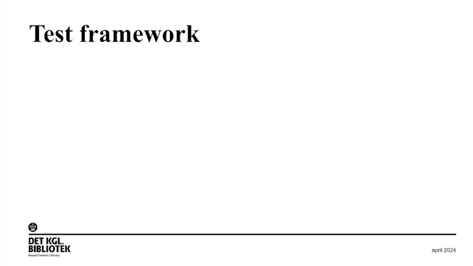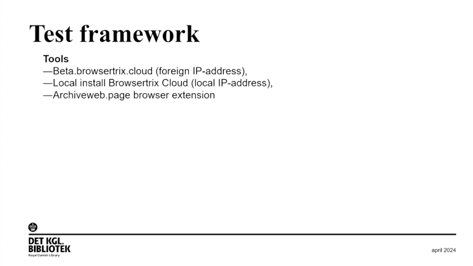This is just background. So the test, how did I set it up? Through my colleagues, I got access to these various tools. There's the beta version, and we did a local install of Browsertrix at the library, which enables us to have a local IP address, which is interesting, or necessary actually, for crawling national content, because sometimes the IP address is actually blocking what content you can gain access to. And I also, at various points, tested against or used the webarchive.page browser extension in Chrome.